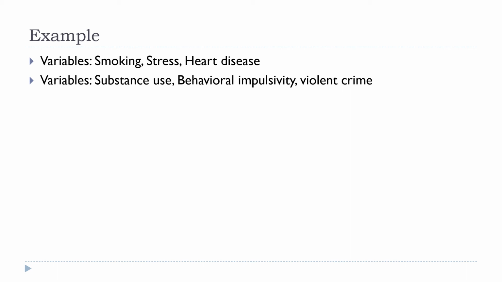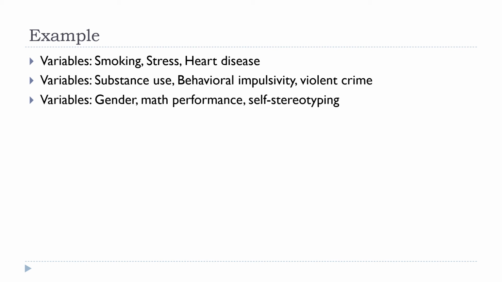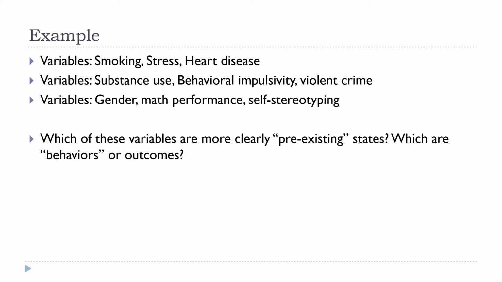There's also substance use, behavioral impulsivity, and violent crime, or gender, math performance, and self-stereotyping. You can see how you can sort these into different categories in terms of pre-existing states and behaviors or outcomes. So for example, you might ultimately be interested in taking a look at how smoking and stress impact heart disease as your ultimate outcome. You might be interested in how substance use and behavioral impulsivity impact violent crime as your ultimate outcome. And you might be interested in how gender and self-stereotyping impact math performance as your ultimate outcome.